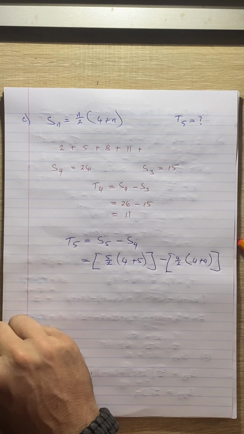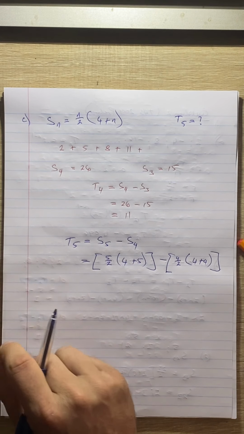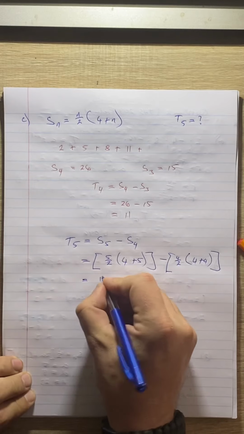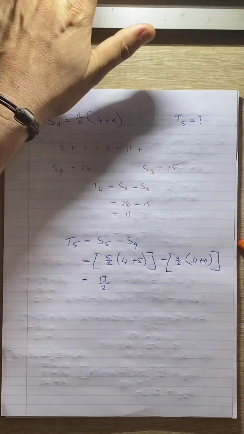minus 2 times 8. And we get 13 over 2 is the 5th term. Okay. And that is that for this one.